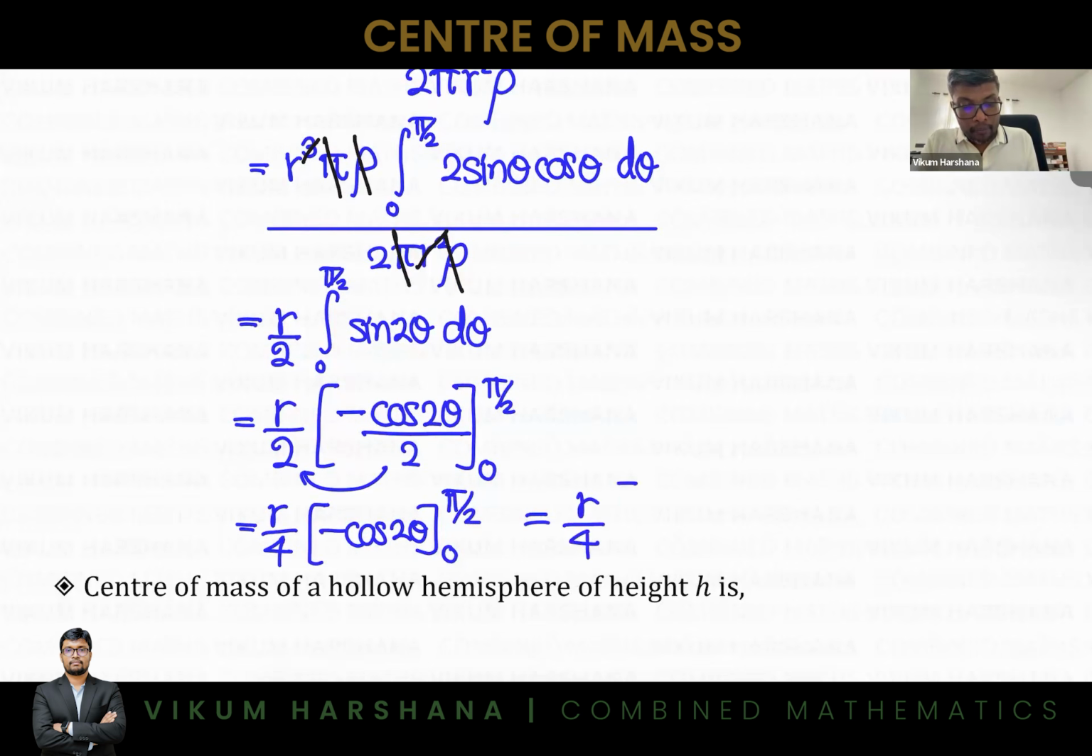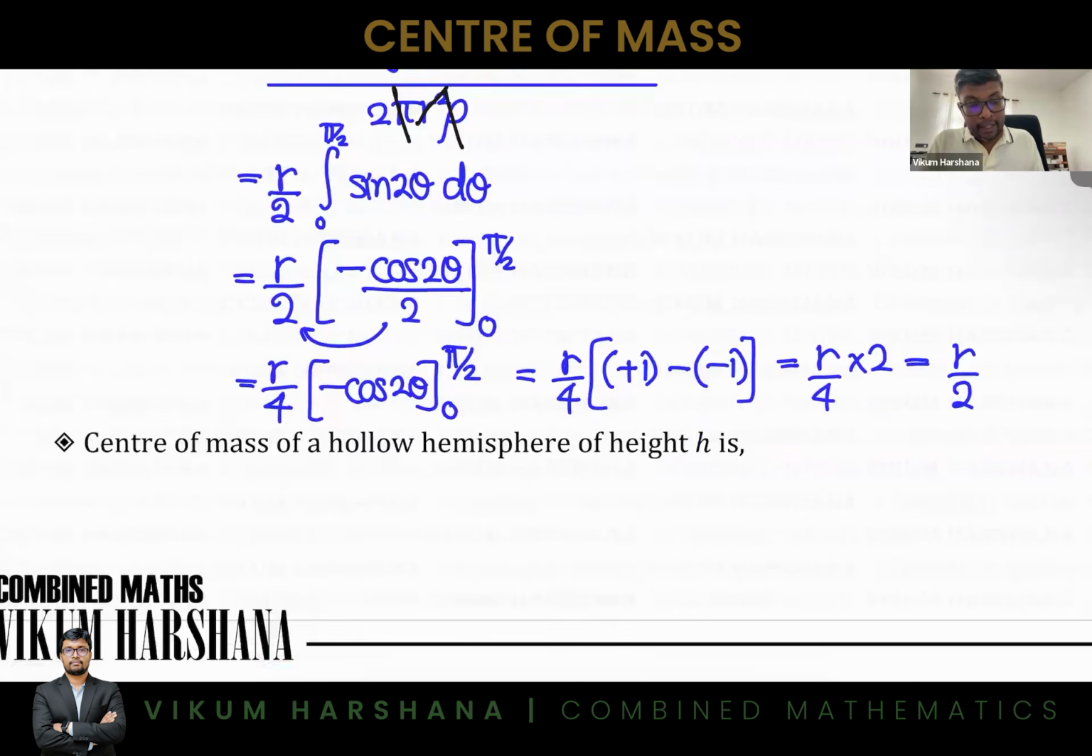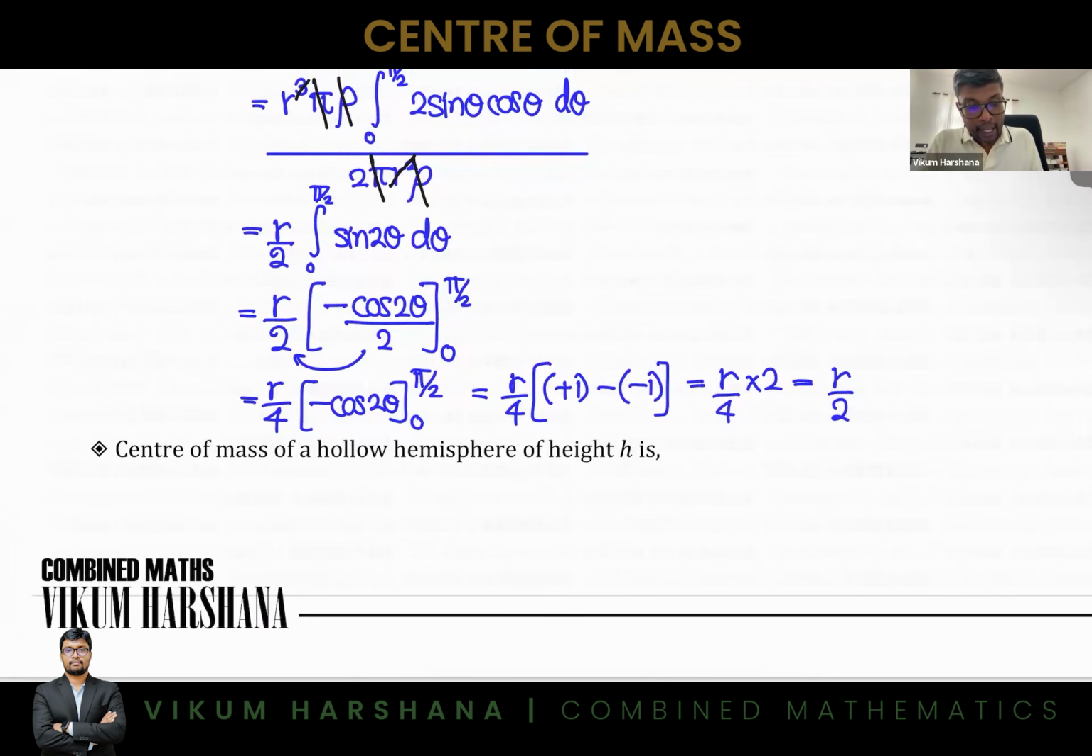So r over 4. Cos 2 into pi over 2 is cos pi. Cos pi is minus 1. Minus into minus 1 is plus 1. Then minus cos 0 is minus 1 again. So it's going to be r over 4 into 2, which is r over 2. So we can write the center of mass of a hollow hemisphere of radius r is r over 2 from the center.